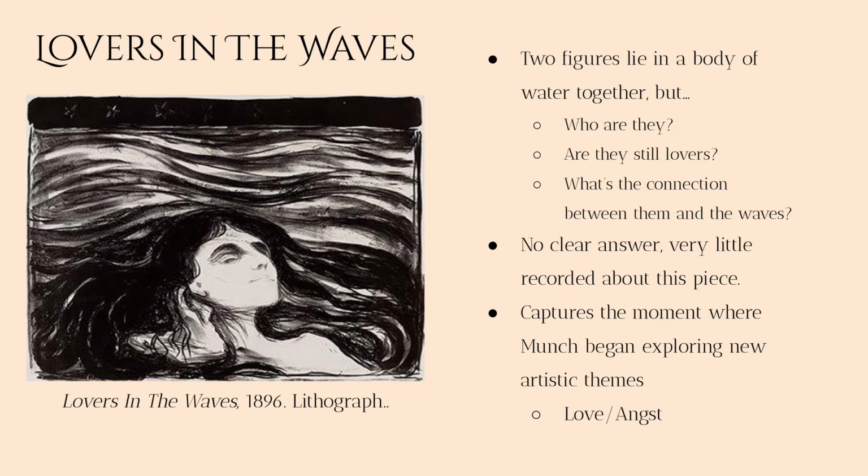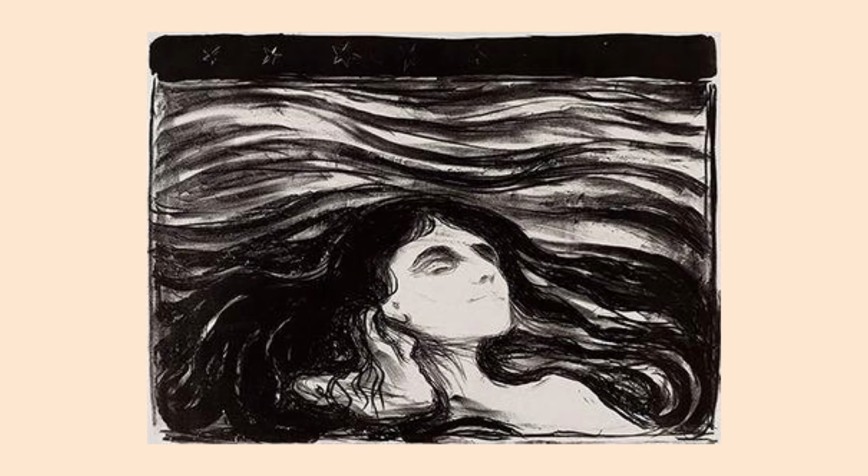Regardless of what the answer may be, Lovers in the Waves captures the moment in Munch's career where a rich brew of emotional, intellectual, and physical experience formed the substance which nurtured his art, meaning that the Norwegian artist was exploring new ideas as the 19th century gradually came to its end. Not much is recorded about this piece, yet it still shows that while Munch's work captured themes of death and loss, he had also begun to capture the themes of love and angst.